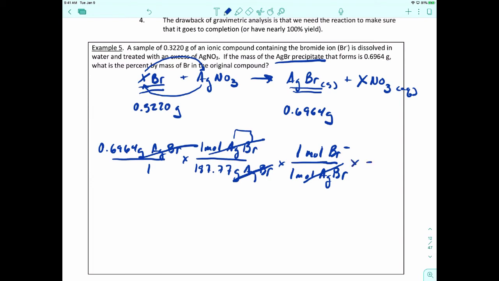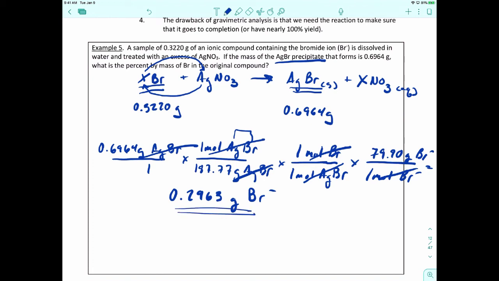So now I'm going to convert this from moles to grams. We use the periodic table for that. On the bottom, I'm going to say 1 mole of Br minus. On the top, the molar mass of bromide ion is 79.90 grams of Br minus. So that gets us back to grams of Br minus. Math-wise, this is going to be 0.6964 times 79.90 divided by 187.77. This should come out to be 0.2963 grams of bromide ion. So out of that 0.6964 grams, we know that 0.2963 grams has to be bromide ion.